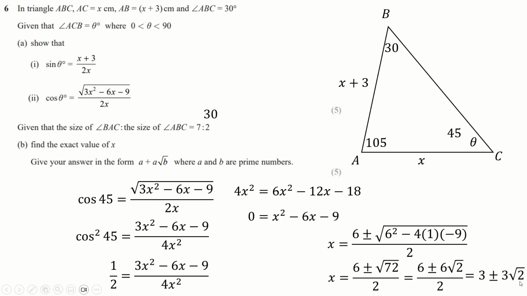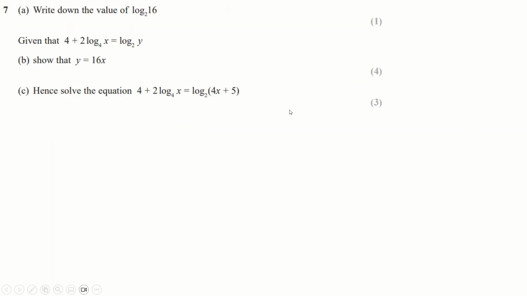Anyway, 3 minus 3 root 2 is negative. This is a side length x, so it can't be negative, so we reject it, and the answer is 3 plus 3 root 2. Question 7 then, 2 to the power what is 16?